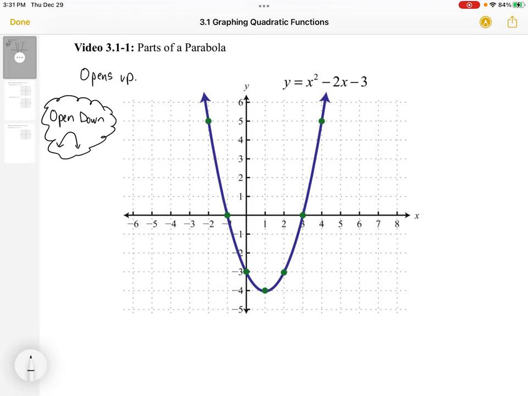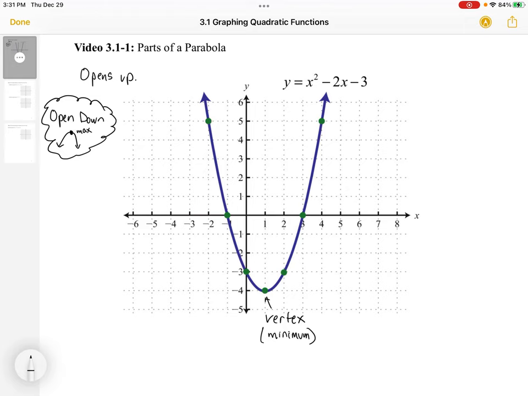Now, the bottom of this parabola is called the vertex. So this vertex happens to be at 1, -4. The vertex can either be a minimum point, which it is in this case, because it's the bottom, or it could be a maximum point, which it would be in this parabola in the cloud.